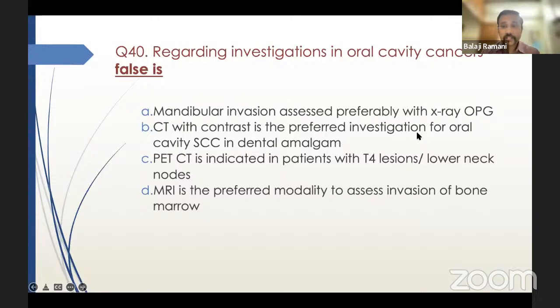Right. Regarding investigation, so when you made the diagnosis, external carotid artery will be T4A, correct. So anything else which is going to be there is going to be T4A, right. So mandibular invasion is assessed preferably with an X-ray oral pan tomogram. CT with contrast is the preferred investigation for oral cavity SCC with the dental amalgam. PET CT is indicated in patients with T4 lesions or with lower neck nodes. MRI is the preferred modality to assess for invasion of the bone marrow, which is the false statement here.